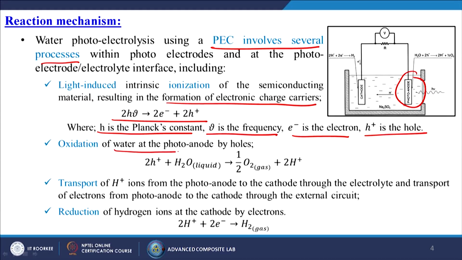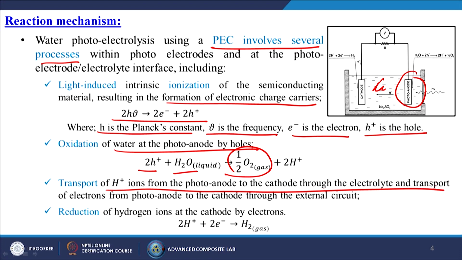Now, oxidation state. Oxidation of the water at the photoanode by the holes itself, 2h⁺ + H2O, because now in this particular case we are having water content. So, that is basically producing the oxygen gas plus 2H⁺ ions. So, now transport of H⁺ ions from the photoanode to the cathode through the electrolyte and transport of electrons from photoanode to the cathode through the external circuit.